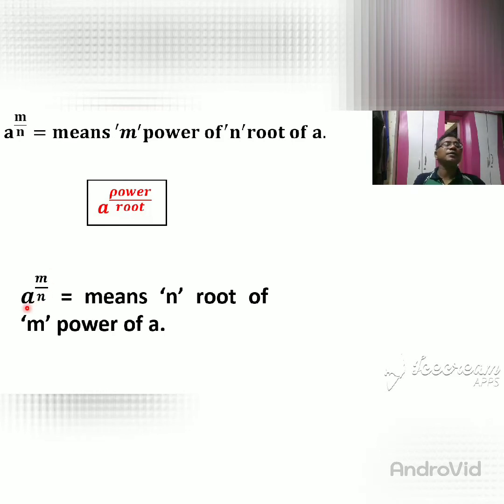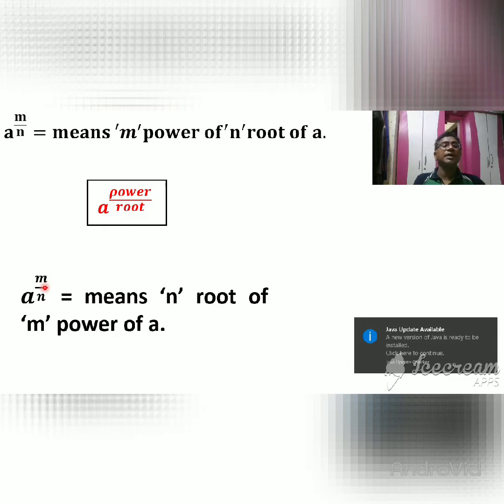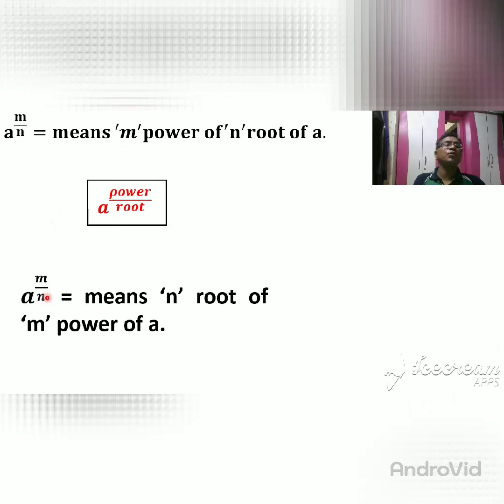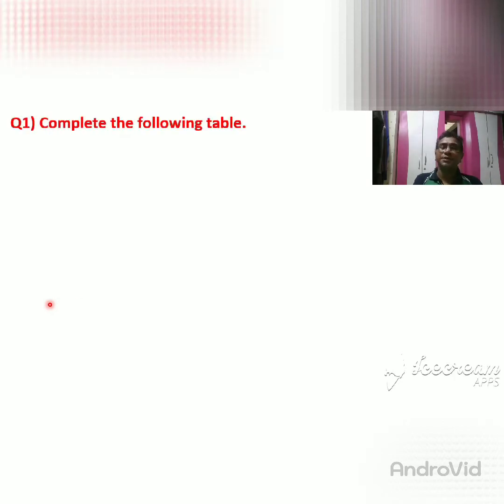So see, a is the base, m upon n is the indices. Here we can read first from power, and here we read from root. Okay, means you can read first power and then we read from roots. So see, how can we read from the roots? n is the root, nth root of m power of a. This can be read from power and this can be read from the roots. Okay, this is the difference between them, and with the help of that we can solve practice set 3.2.